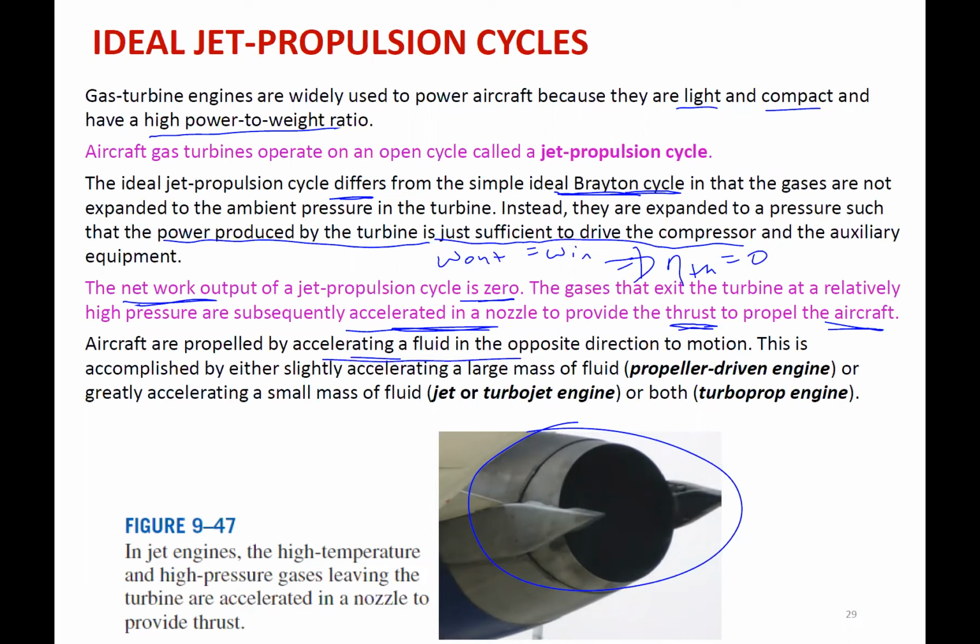Right? So there are two methods of doing it: slightly accelerating a large mass, which is a propeller-driven engine, or greatly accelerating a small amount of mass, which is a jet or turbojet engine, or both, where they combine some large amount of mass and small amount of mass to do it, and that's a turboprop engine.